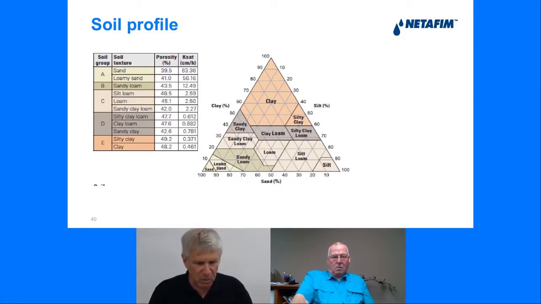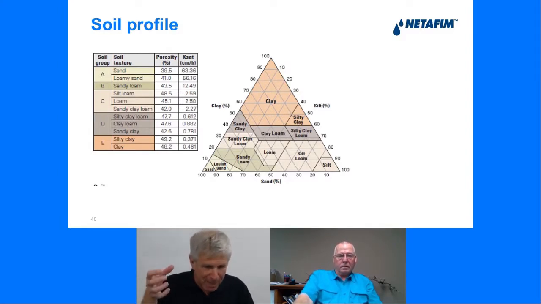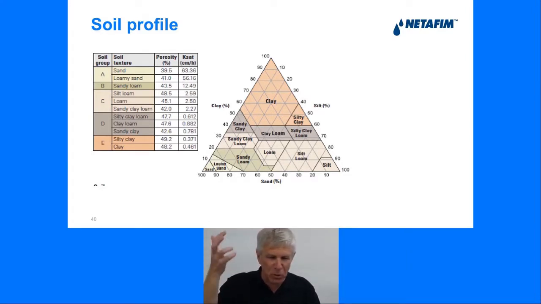What is the saturated hydraulic conductivity? It is how easily water moves in the soil profile. And when you get a high number like sand, because in sand we are speaking about big diameter pores, then the water can move much more easily with less investment of energy. When we move to clay, see the difference. We are moving from 63 to 0.461. It's a completely different scenario, and we need to be aware of this.